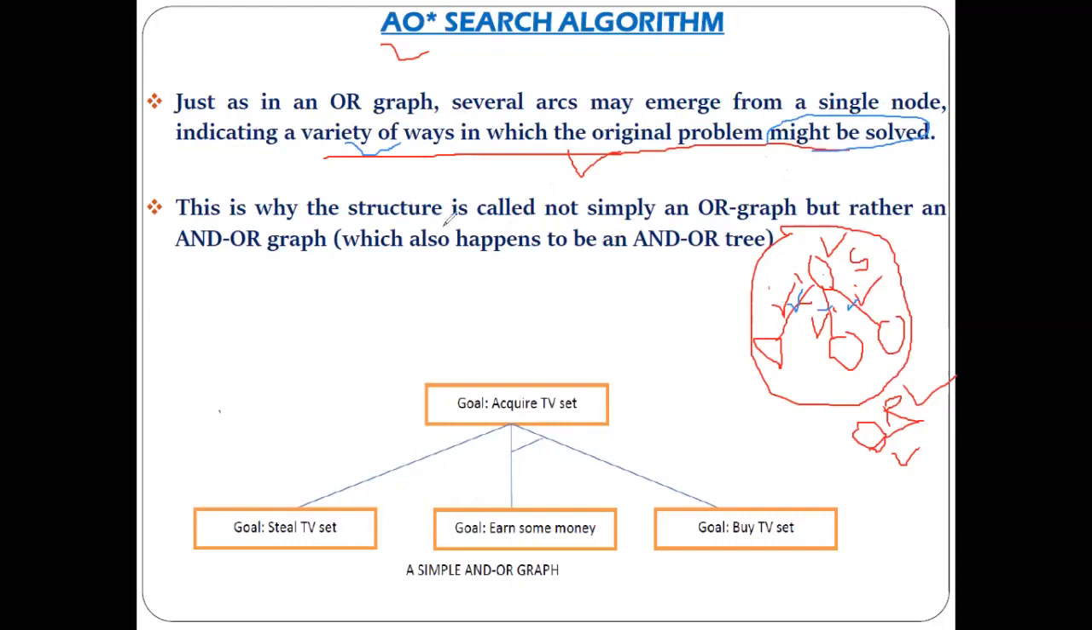That is why we refer to that structure as the OR graph. Correct? This structure is how we refer to it as an OR graph.